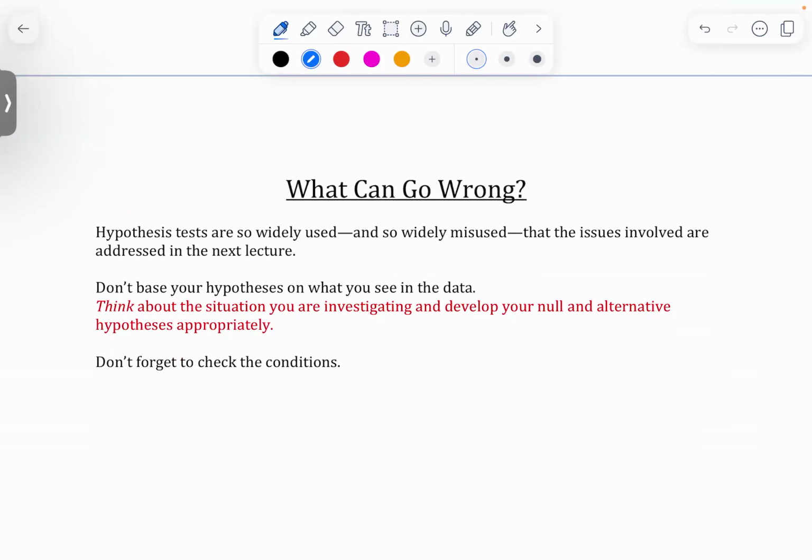As a note, hypothesis testing is widely used, widely misused. We're going to look at this next time, see what goes wrong. Don't base your hypotheses on the data, base them on the question. And then conditions. Conditions are going to be everything for us.